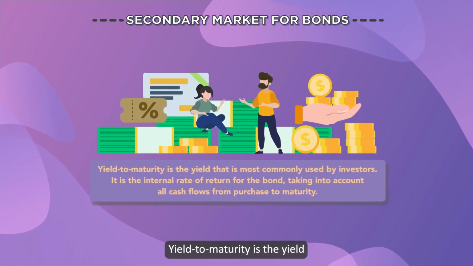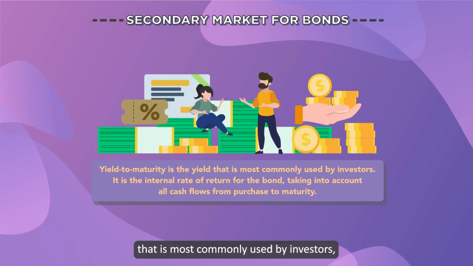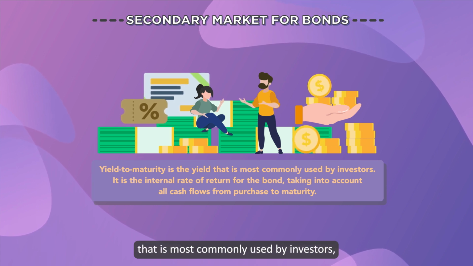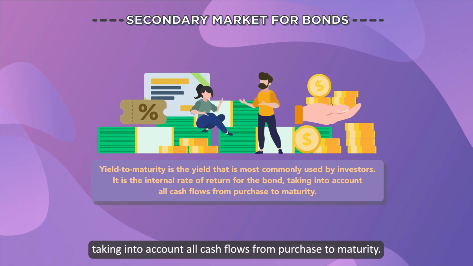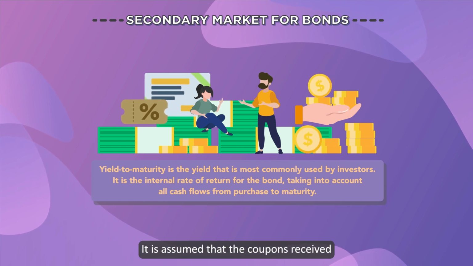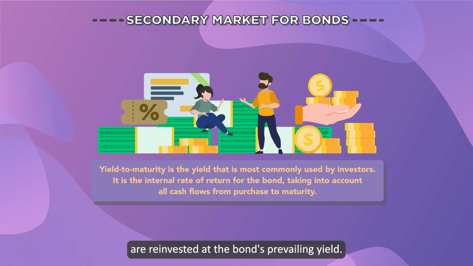Yield to maturity is the yield that is most commonly used by investors. It is the internal rate of return for the bond, taking into account all cash flows from purchase to maturity. It is assumed that the coupons received are reinvested at the bond's prevailing yield.